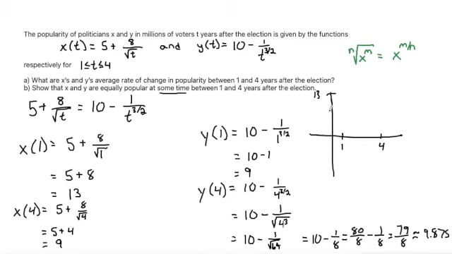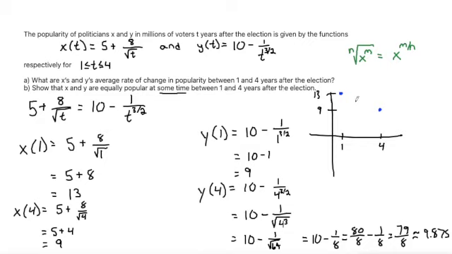Let's put 13 there and 9 maybe like here. So when t is 1, x is 13. When t is 4, x is 9. So we have these 2 points that we know.